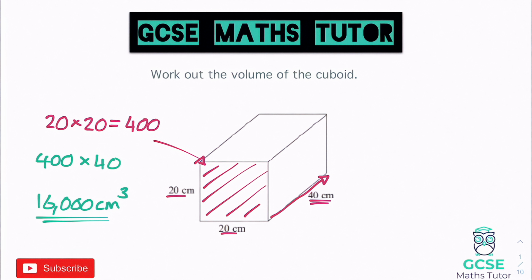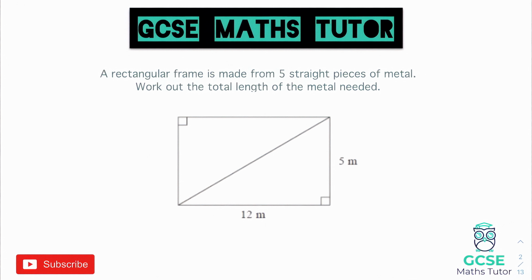So that is how you work out the volume of a cuboid. Okay, so this question says a rectangular frame is made from 5 straight pieces of metal. Work out the total length of the metal needed.